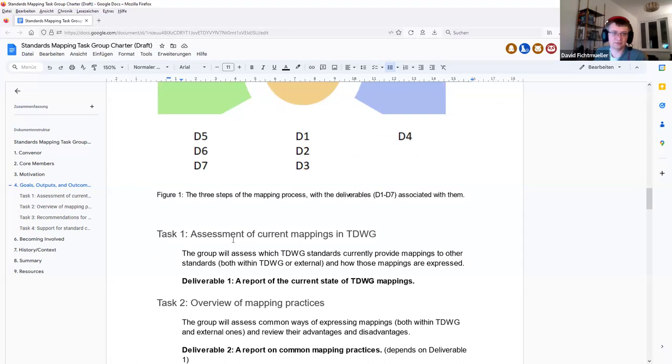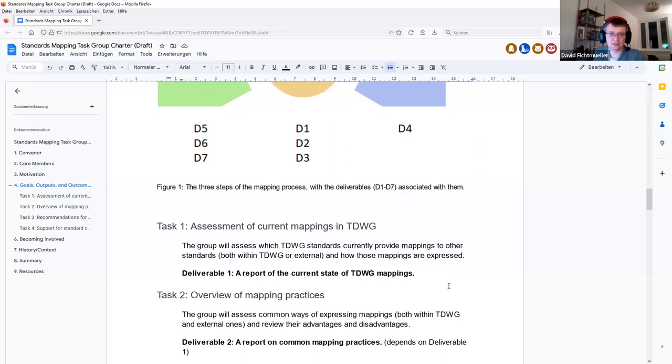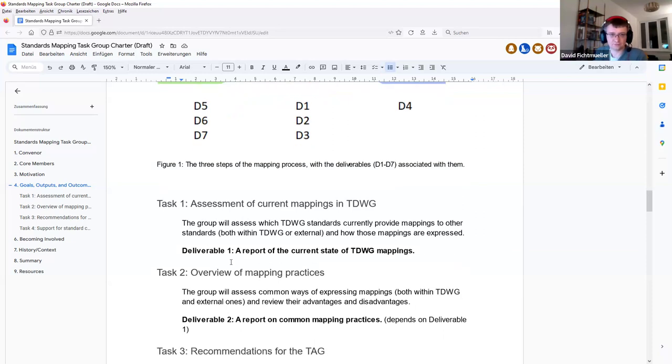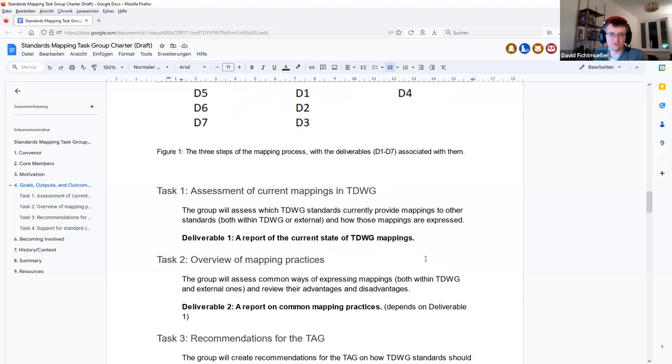Task one, assessment of current mappings in TDWG. The group will assess which TDWG standards currently provide mappings to other standards, both within TDWG and external, and how those mappings are expressed. We're like, what is the current state? And for that, the deliverable will be a report on what we've gathered.